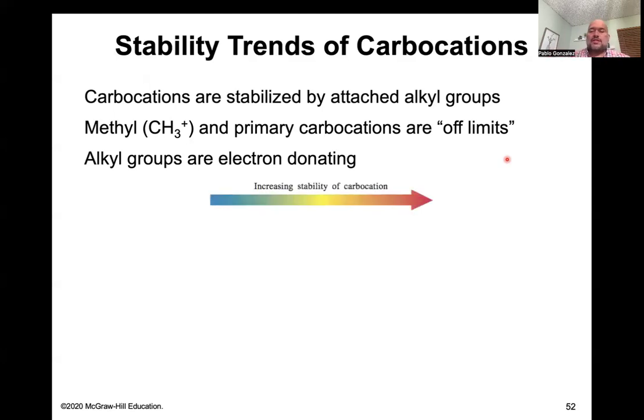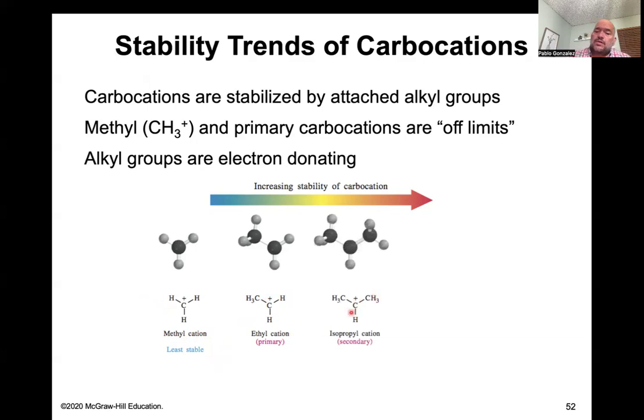Here we're going to have a representation of the stability of each of the carbocations. We have the methyl cation in here, just a carbon with three hydrogens and the positive charge. Then we have the ethyl cation, which is basically a primary carbocation with a methyl group in here. This is the least stable of all the carbocations. And then we have the isopropyl cation, which is a secondary carbocation. It has two methyl groups and a hydrogen.